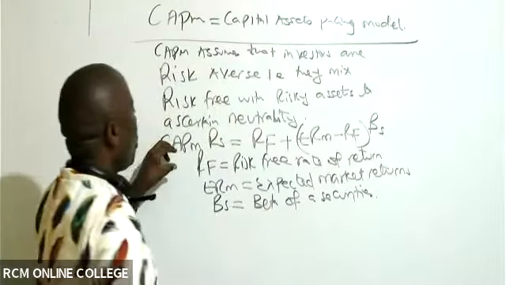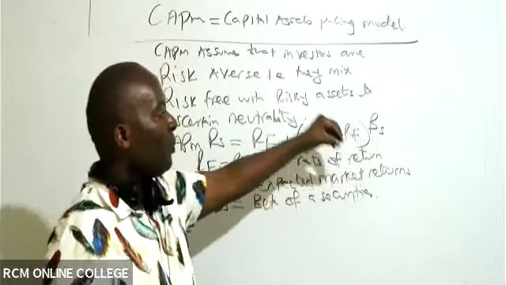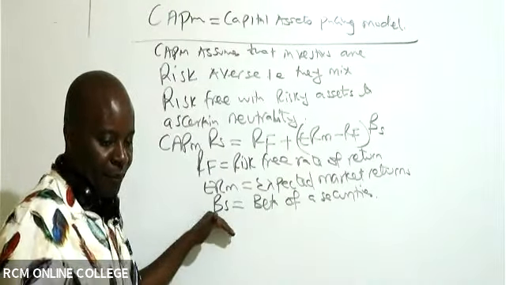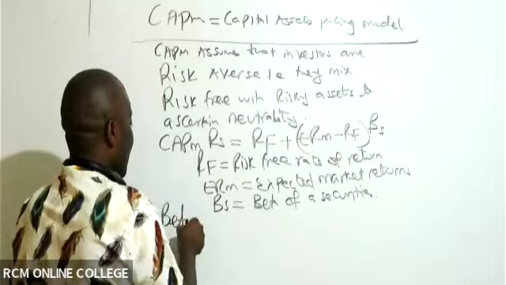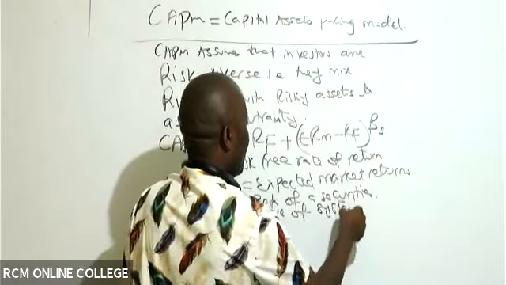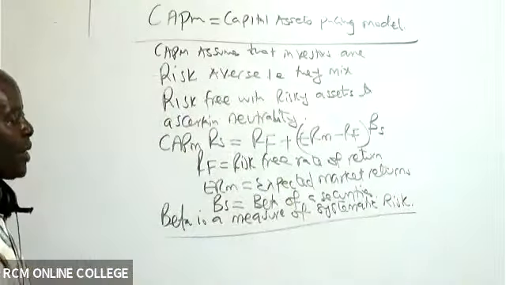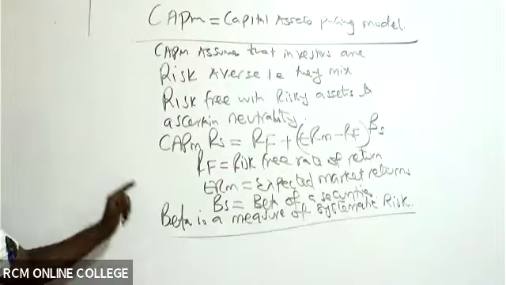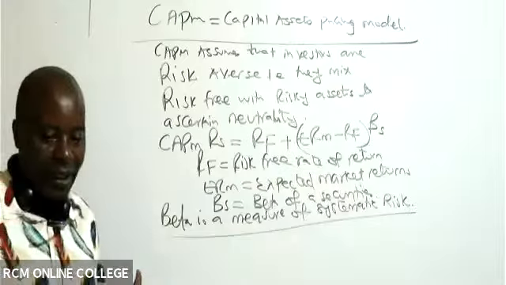Remember, we were calculating what we called the CAPM cost of equity some time back. There we were using beta equity, but now we shall be using beta of a security. And if you can remember very well, beta is a measure of systematic risk. Have you written this? Have you been able to highlight this?